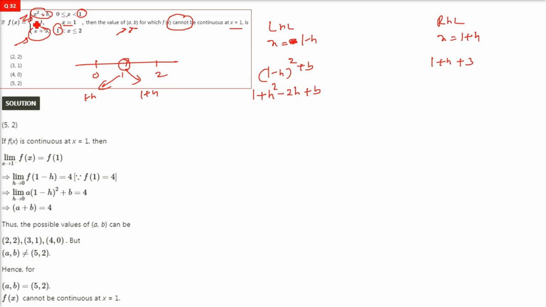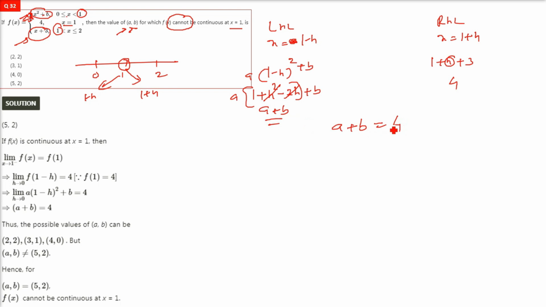And this is a, please remember it is a into x square plus b. So we'll include this a here, because we have to talk about a and b both. So a into 1, a into x square plus b it is. So a(1 minus h) whole square plus b, you can cancel the h square and minus 2h a terms, a plus b it is. On the right hand side it is going to be 4 directly. So a plus b is equal to 4.